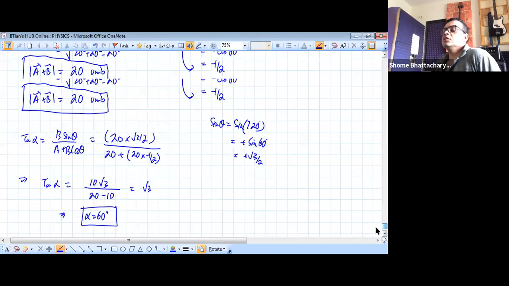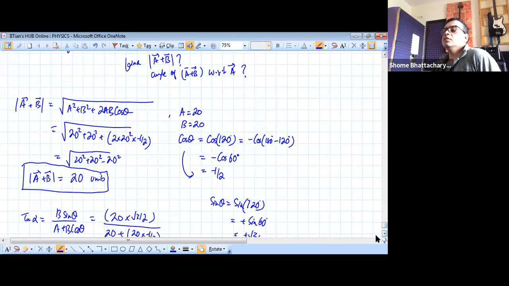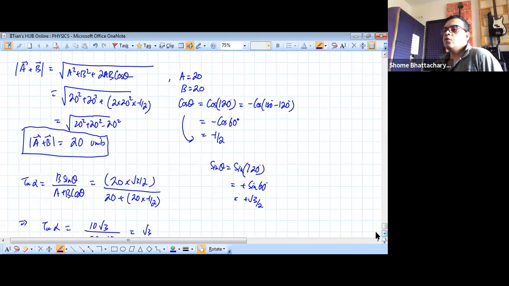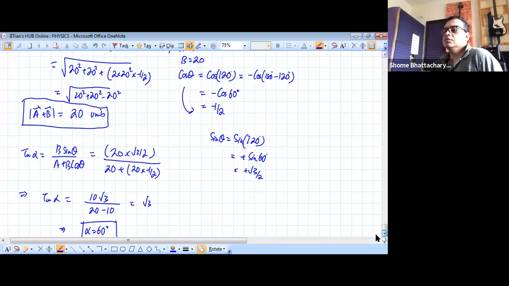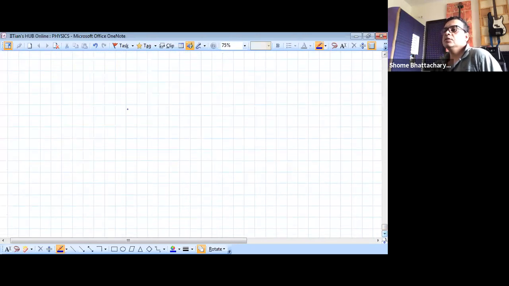Now we can also see this very easily by actually just drawing the vector triangle. You will see that this particular vector triangle will become an equilateral triangle. So this answer that the resultant is also equal to 20 and the angle is 60 is very obvious from that. So I could have just drawn the triangle geometrically instead of using this.